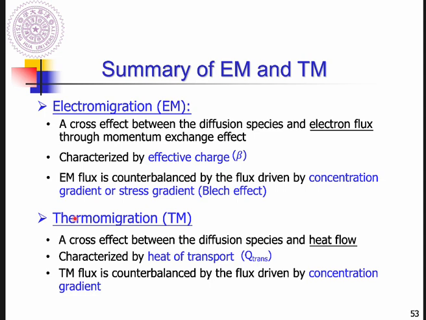And the other one we just addressed is thermal migration. It's a cross effect between the diffusing species and heat flow. And you also can design experiments to quantitatively analyze the sign and the magnitude of the heat of transport. As in the case we just showed you, thermal migration is also unavoidable. So are there any possible driving forces that can counterbalance this effect? Yes. The one we just mentioned is the concentration gradient, which is Fick's first law.